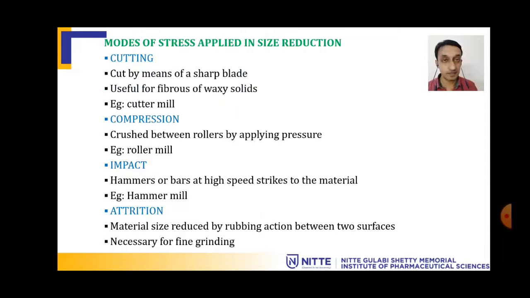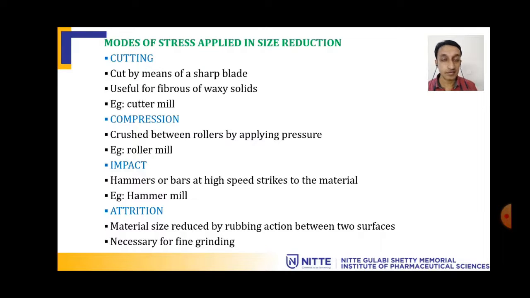Let's see what are the modes of size reduction, or the modes of stress applied for size reduction. In general, there are 4 modes that can be applied for size reducing a material, and these modes can be achieved by different machines. So which are they, the modes of size reduction? The size reduction can be by any of these 4 mechanisms. One is cutting, second is compression, third impact, and fourth one is attrition.